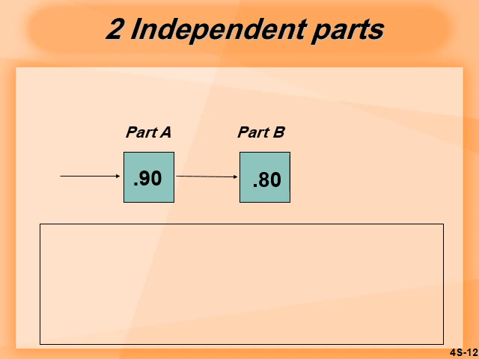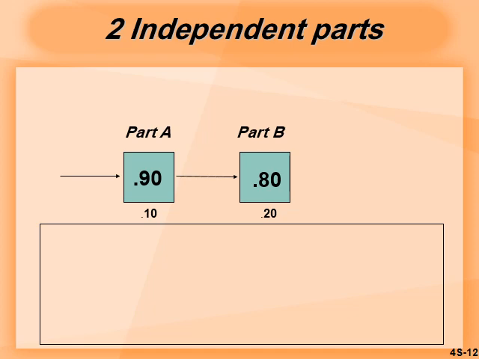Okay, now we have to calculate the complementary probabilities, the failure probabilities, and put them outside each box. Part A has success probability 0.9, so its failure probability is 0.1. Part B has success 0.8, so its failure is 0.2.